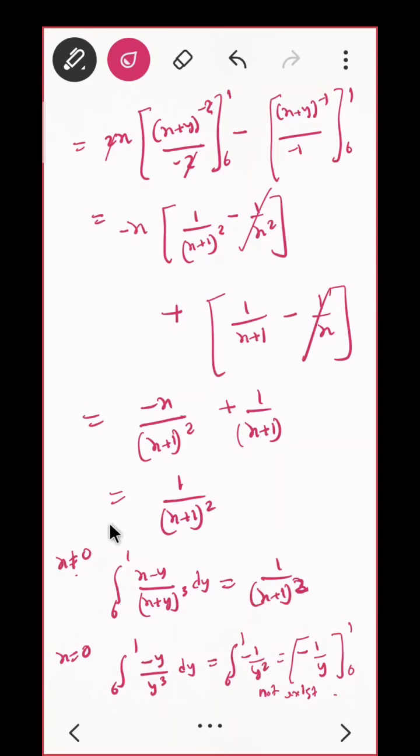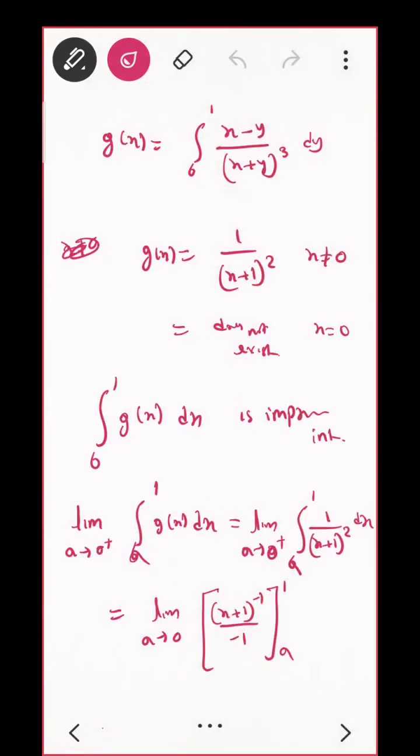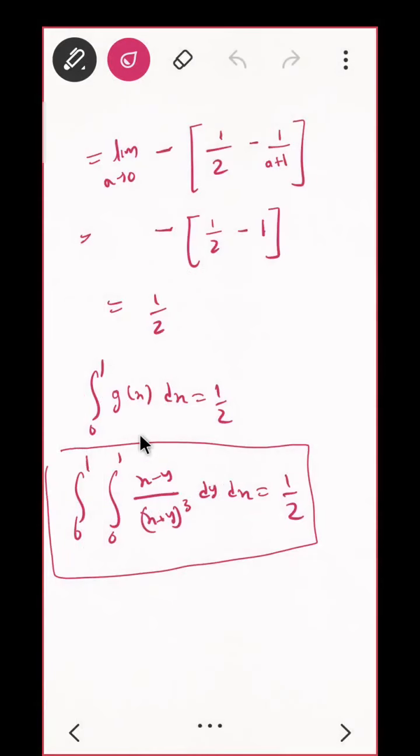This is my new function, okay? If you want to find the integration and at the end point it does not exist, that integration is not a normal integration, that is an improper integral. G of x is this when x is not equal to 0. It does not exist when x equal to 0. So this integral is improper. How to solve improper? Limit e tending to 0 plus, e to 1 g of x dx, and just solve it. Yes, and we are getting our improper integral, 0 to 1, 0 to 1 x minus y upon x plus y the whole cube dy dx equal to 1 by 2.